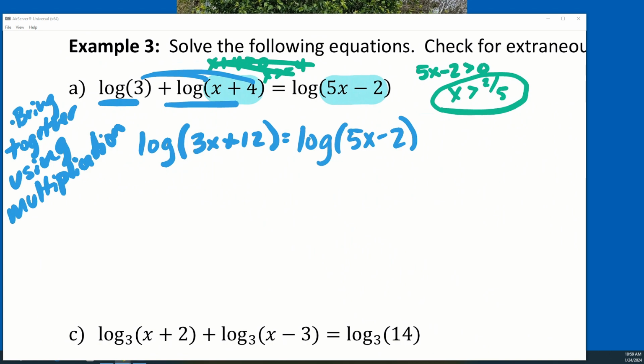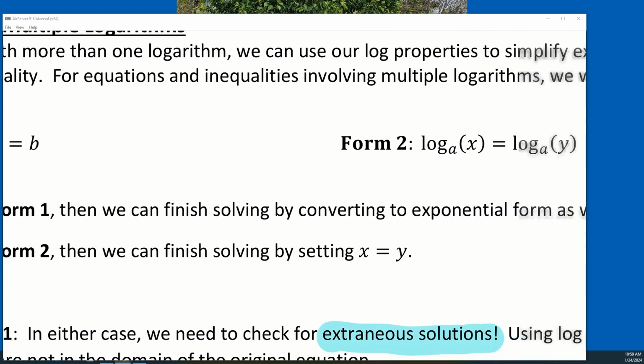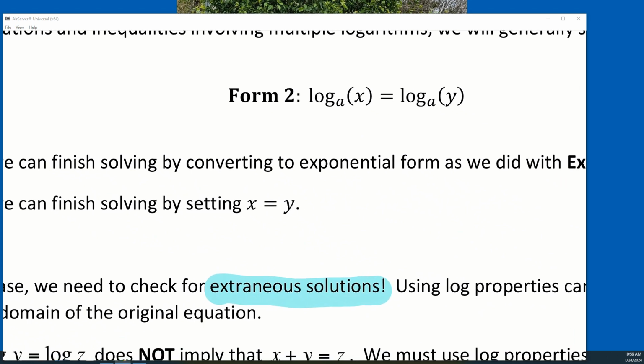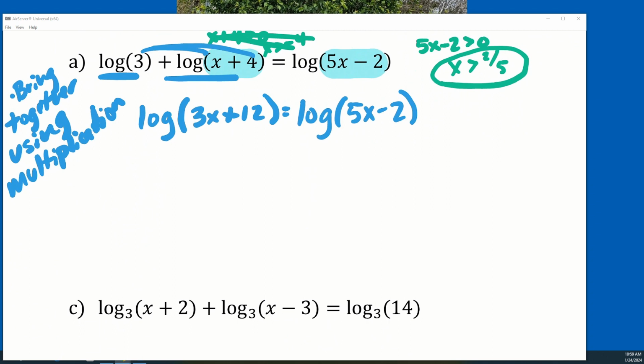And then this is the new type that we're dealing with, form 2, where we have log equals a log. When you have log equals a log with the same base, you just set the arguments equal. Because if this log equals this log, then 3x plus 12 has to equal 5x minus 2. And then it's a super simple equation to solve.